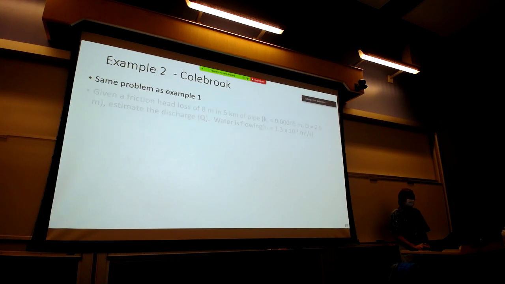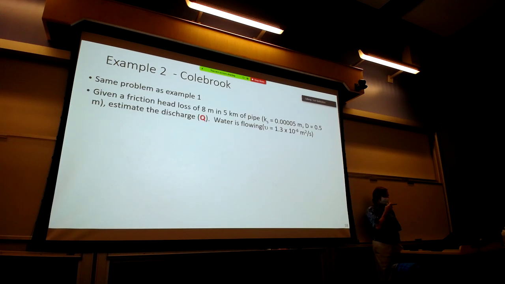So, same problem as before. We've got a pipe, and in 5 kilometers of this pipe, we have 8 meters of frictional resistance losses. It's got an absolute roughness of 0.405 meters. It's got a pipe diameter of 0.5 meters. We don't know what the discharge is, and we know water is flowing, and we know the kinematic viscosity of water.